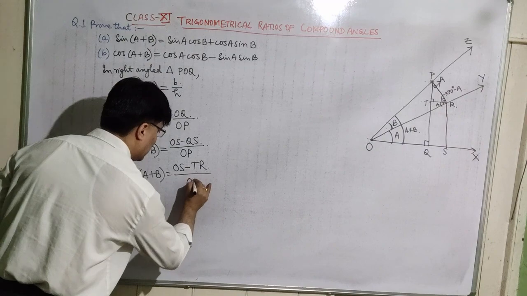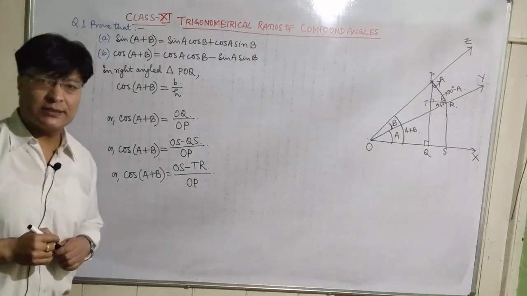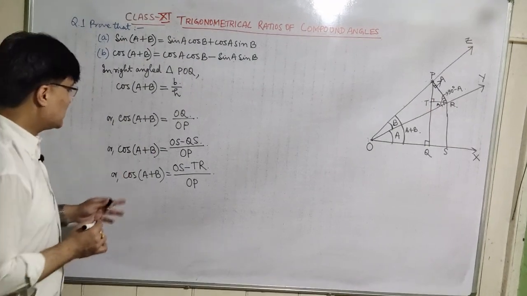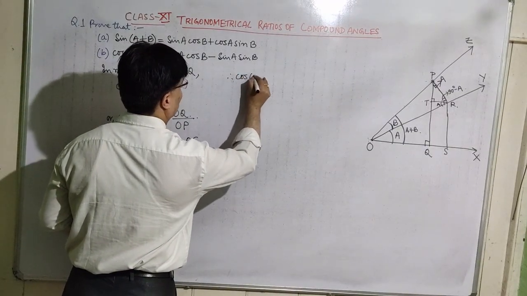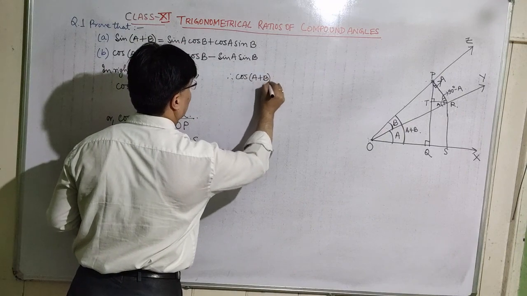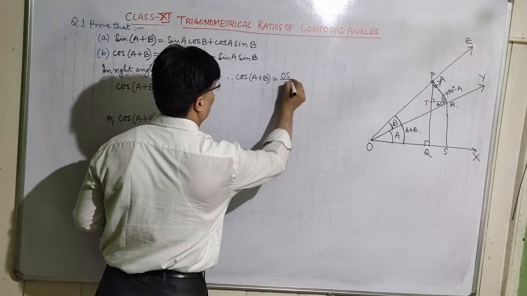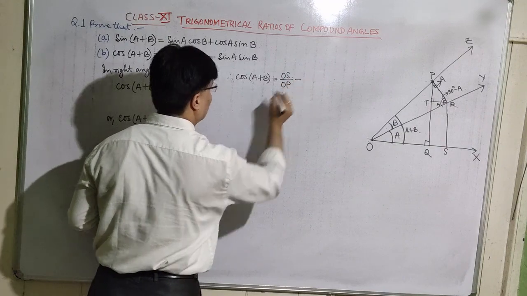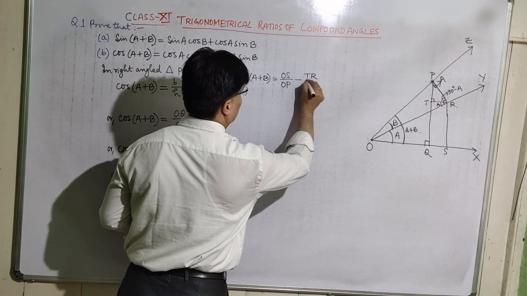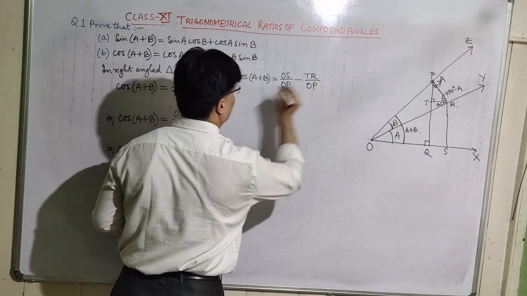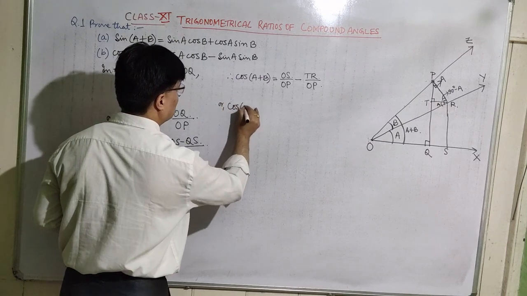TR divided by OP. So I think you have understood it. Okay, so now you can separate this fraction. Therefore, cos of A plus B is equal to, separate this fraction. It is OS upon OP minus what? TR upon OP. It is TR upon OP. Is that clear? So left hand side, keep it as it is.